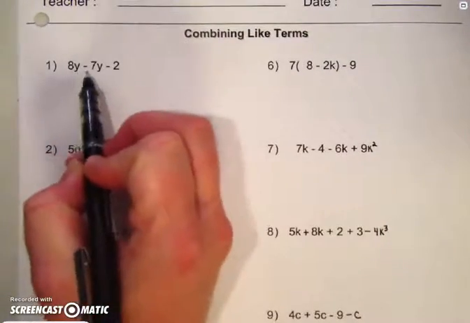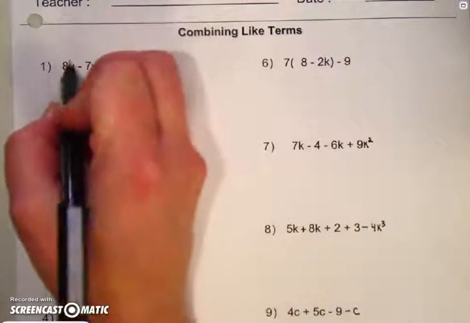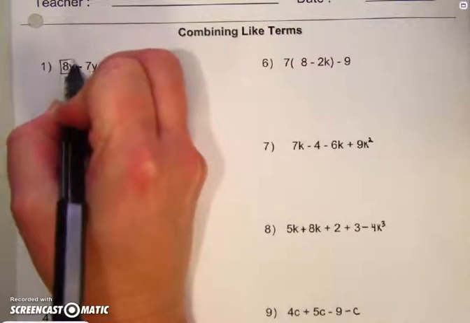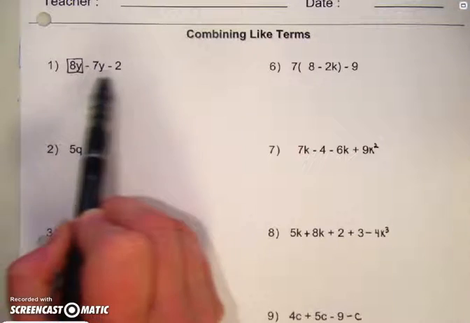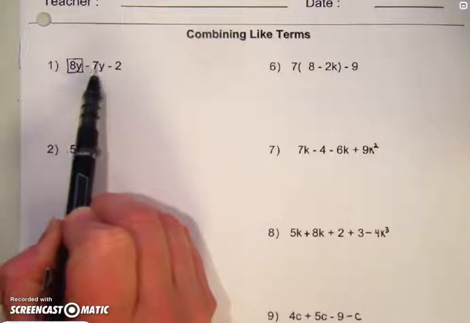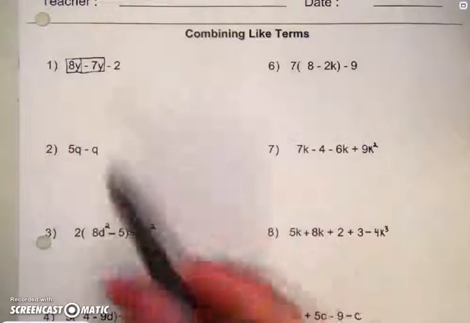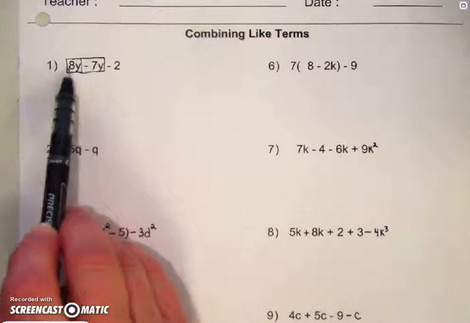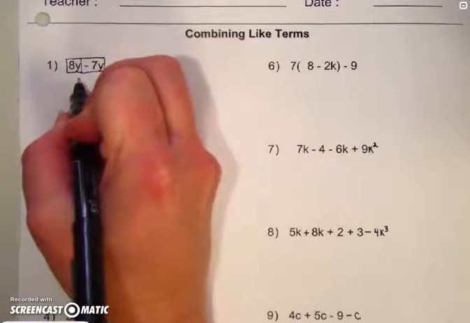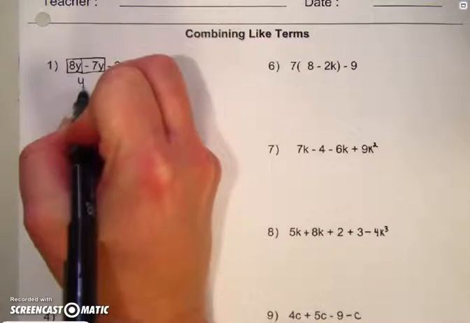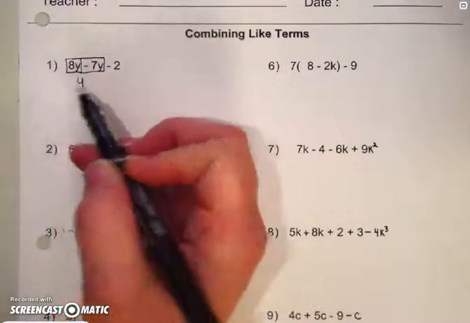We have 8y minus 7y minus 2. We're going to take our first term, which is 8y, and look at the rest of our expression and see that minus 7y is a like term. So we're going to look at the coefficients. 8y minus 7y is going to give us 1y, but we write that as y. When we have 1 as the coefficient, we just leave that 1 off.